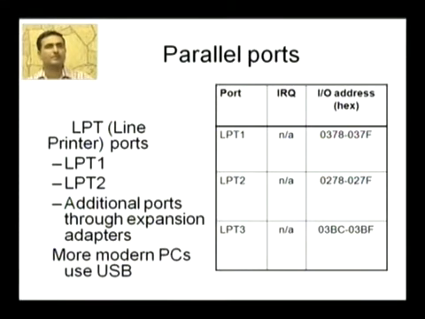Next is the parallel ports. On the parallel ports, the data is sent in parallel. As I have said earlier, if there is an 8-bit transmission, then there is a need of 8 wires for the parallel ports. The various parallel ports are LPT, line printer ports. In the LPT ports, the ports are LPT1, LPT2 and LPT3. We can also add additional ports through the expansion adapters.